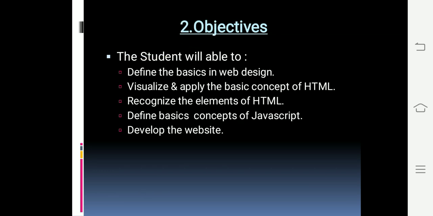Next, what are the objectives for this subject, that is why we are going to study this subject. After studying this subject, student will able to define the basics in the web designing, that is how the web designing can be done. You are able to define these things after studying this subject. Then visualize and apply the basic concept of the HTML, that is how the HTML tags can be applied in the web designing. This is the main objective for the IWP subject.